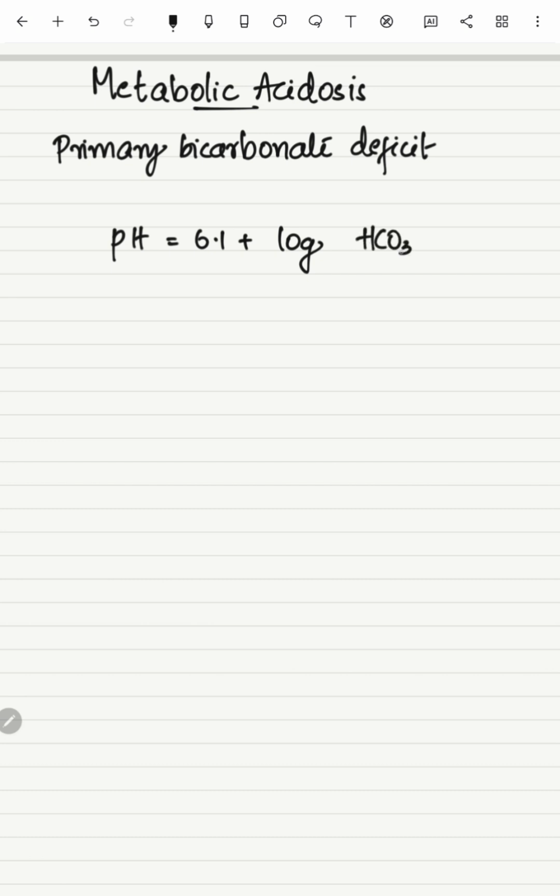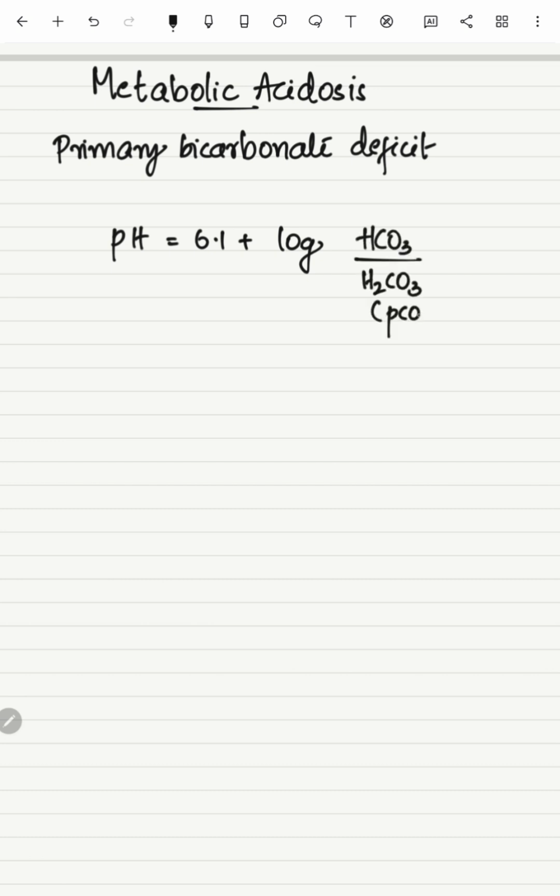Hello everyone, in today's video we will be learning about metabolic acidosis. As we all know, metabolic acidosis is primary bicarbonate deficit. This results from accumulation of acid or depletion of bicarbonate. So we have the Henderson-Hasselbalch equation for bicarbonate buffer: pH equals 6.1 plus logarithm of HCO3 by H2CO3.